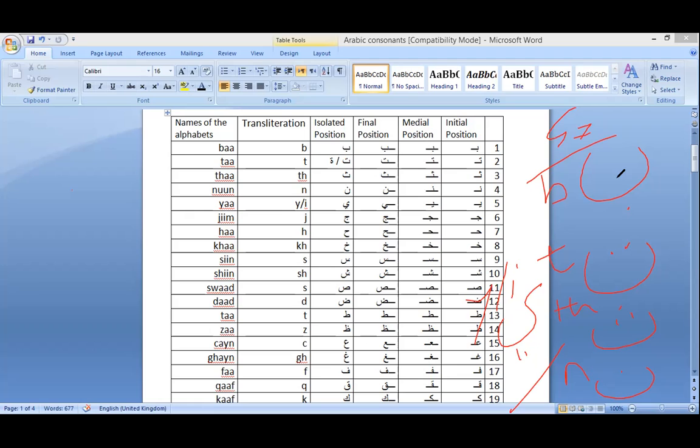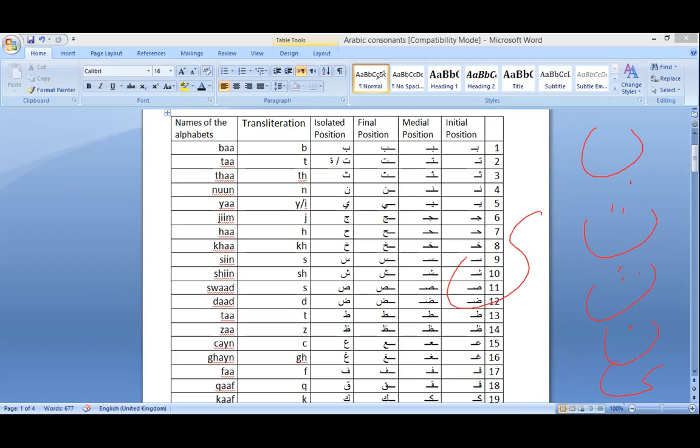So this is ba, ta, tha, na, and ya. And I said the shapes are the same. Let me show you again how they are drawn. This is ba, this is ta, this is tha, this is na, and this is ya. Ya in the drawing just starts with the curve. Then we put the two dots there.